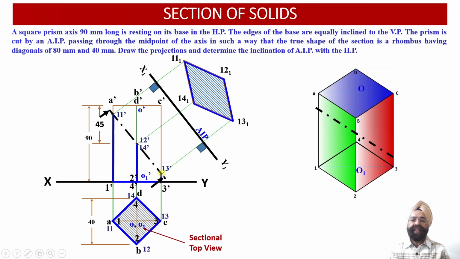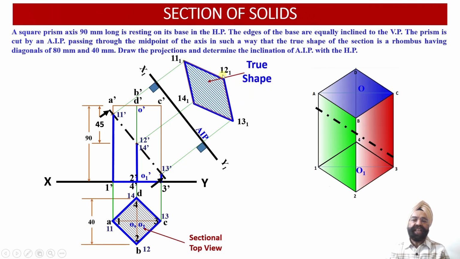And another thing we need to observe over here is that the distance between 11, 1 and 13, 1 will be equal to distance between the points 11 dash and 13 dash over here. So this is also going to represent the true length of the major diagonal of the rhombus over here. So that is why we had marked distance between 11 dash and 12 dash as 40 millimeter. Distance between 12 dash and 13 dash we had also marked as 40 millimeter. So the distance between 11.1 and 13.1 represents the true length of the major diagonal. It is equal to 80 millimeter.